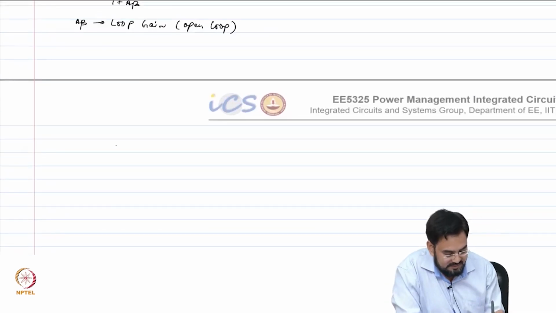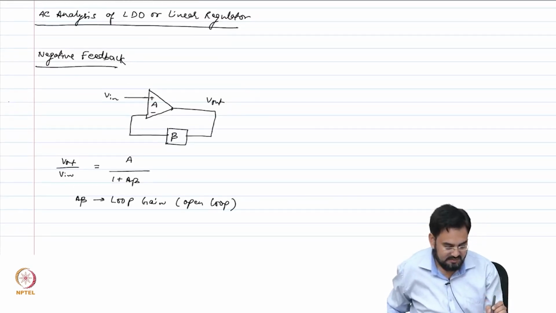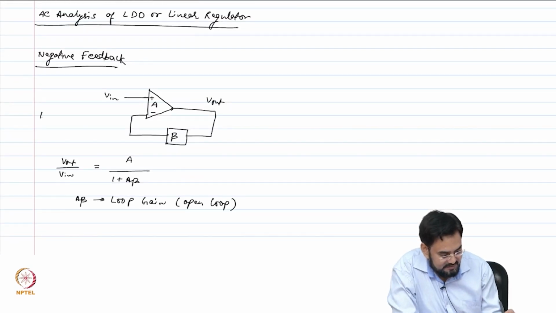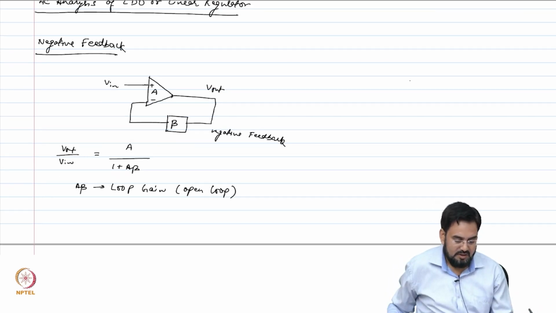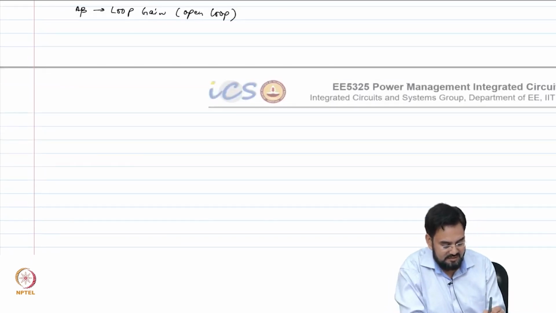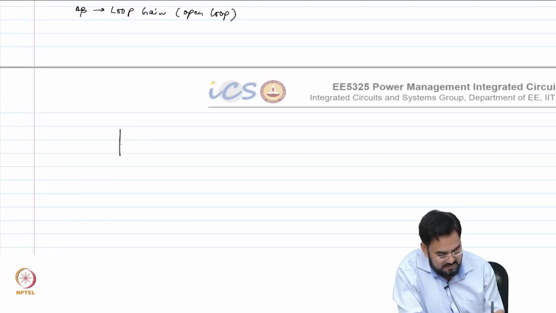And this is your negative feedback, obviously. Now if I change the sign, I make this positive and this negative.